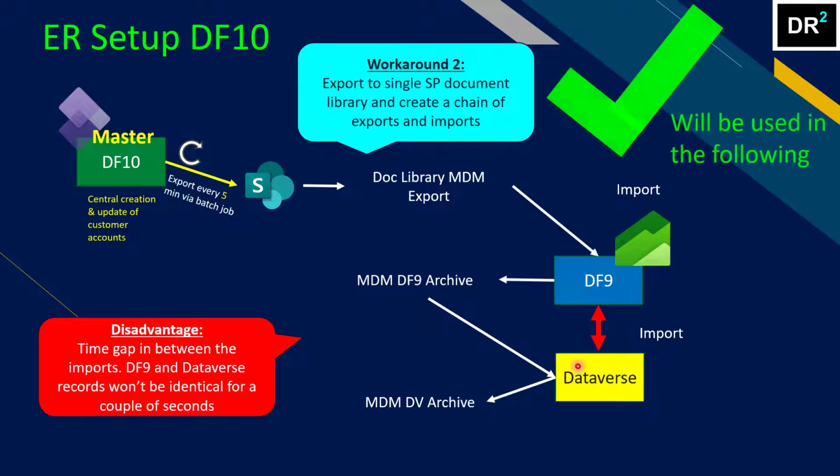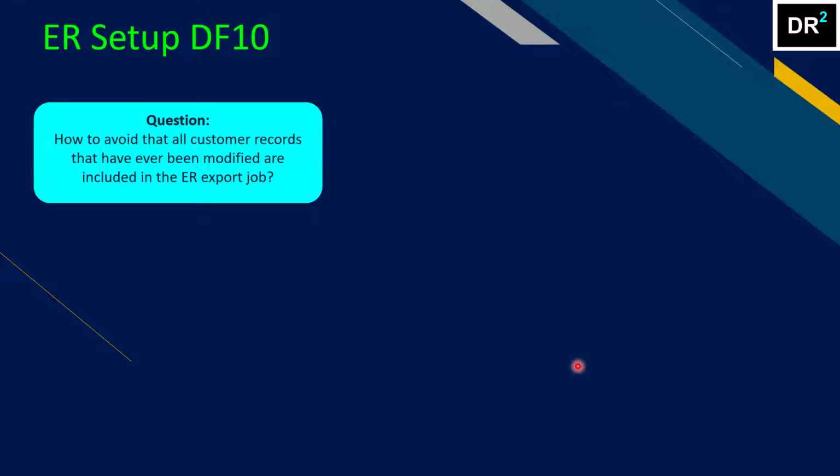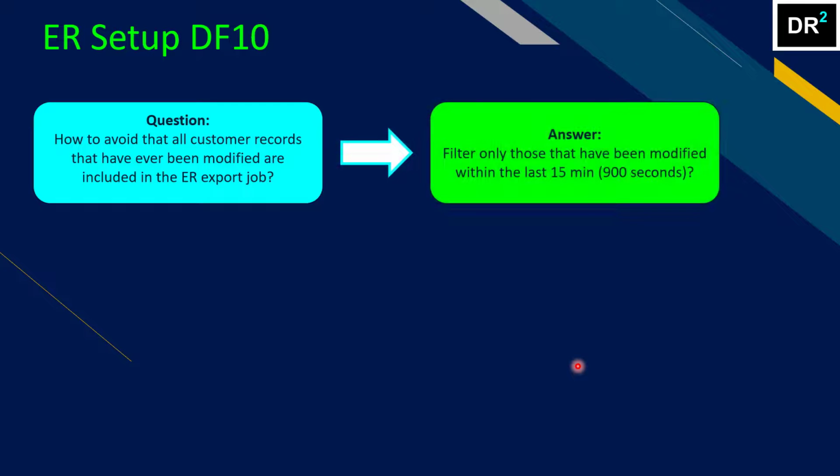So it's not a perfect solution, but maybe something that you can use and maybe twist a bit for your purposes. Okay, and then another question that came to my mind is, hey, how can I avoid that all customer records that I ever created or ever modified are included in this export job? I do not want to export millions of customers or thousands of customers that have been changed in the last couple of days. So what I did is I sort of put a filter. Only export those that have been modified within the last 15 minutes.